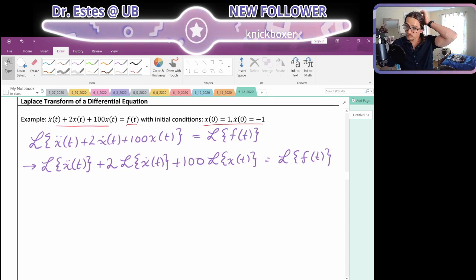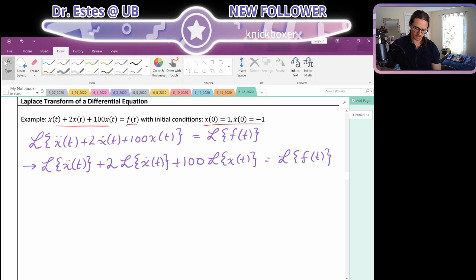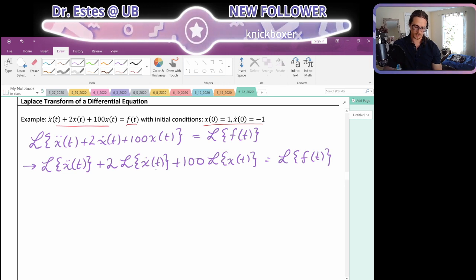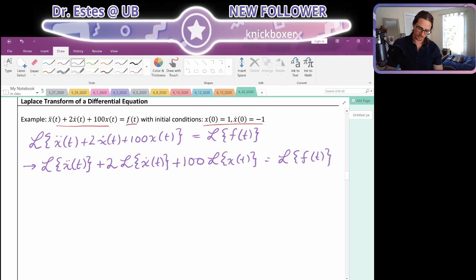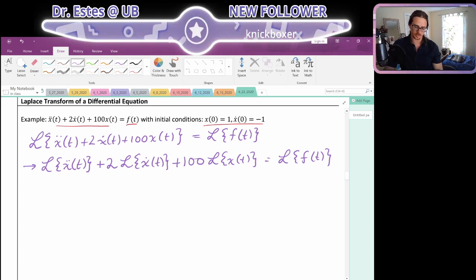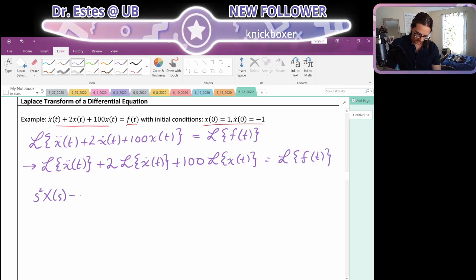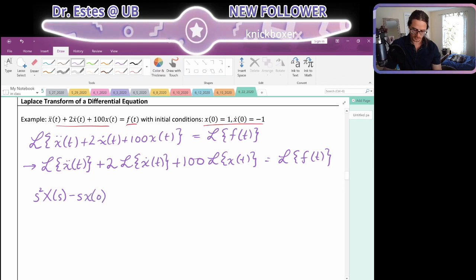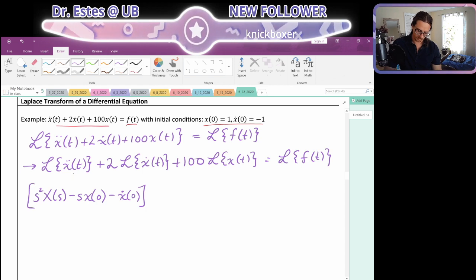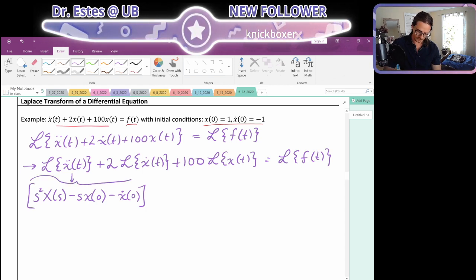So now we can use the definitions we just did up above and apply them to all of these derivatives. So if I take the Laplace transform of the second time derivative of a variable, I'm going to have s squared times that variable in the s domain minus s times the initial condition minus the initial condition of the derivative. So that's from this term right here.